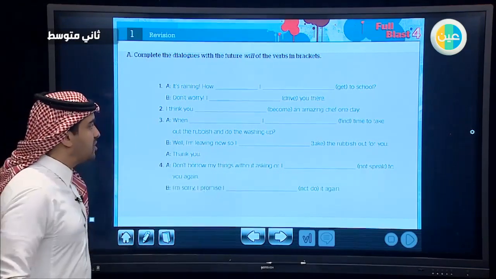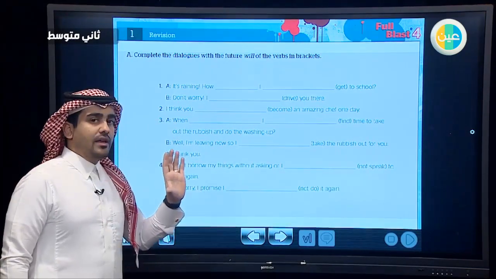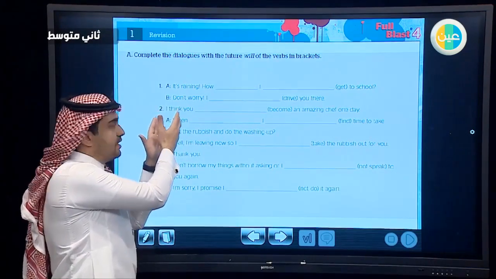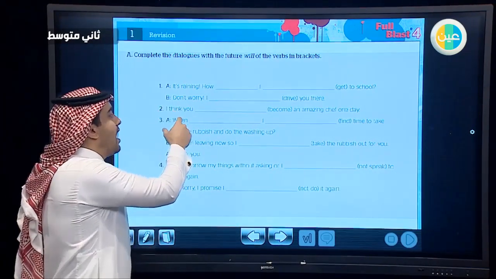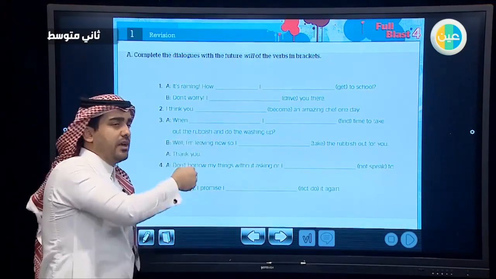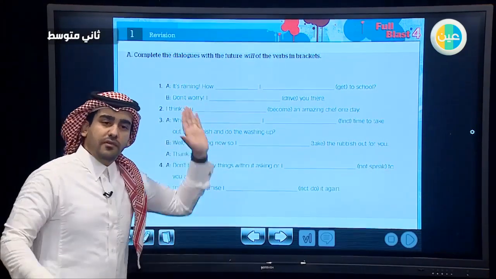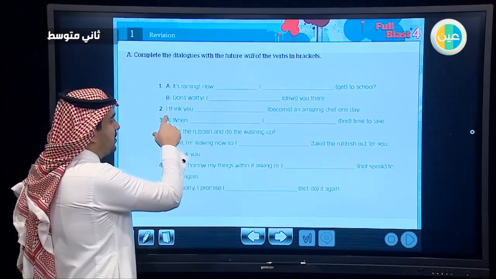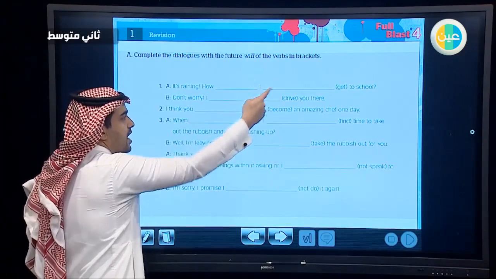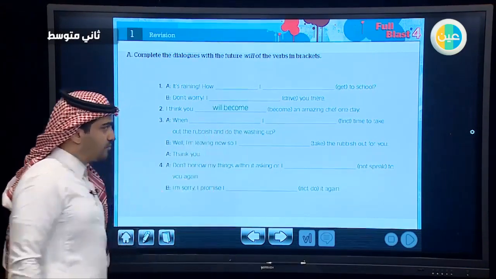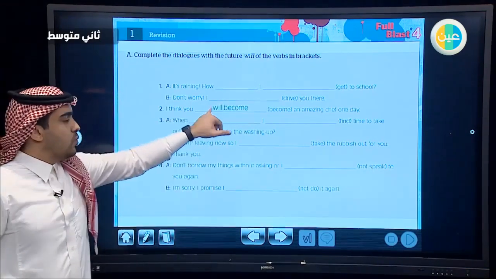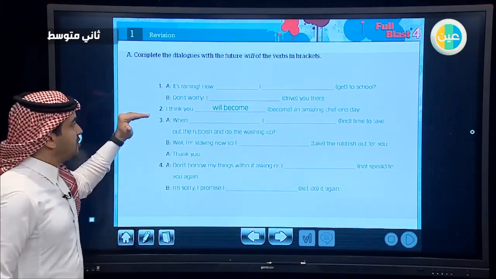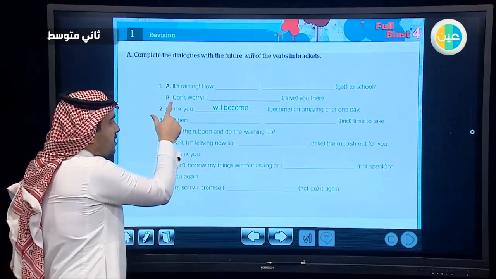This is in the future. The subject is already there, and we add will plus the verb in the main form, just will with the verb in its basic form without any additions. So it will be like this: I think you will become an amazing chef one day. So this is the answer. I think you will become. That's the answer for number 2. This is an affirmative sentence using think.